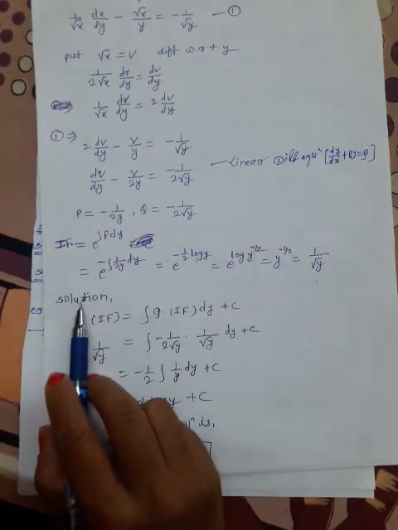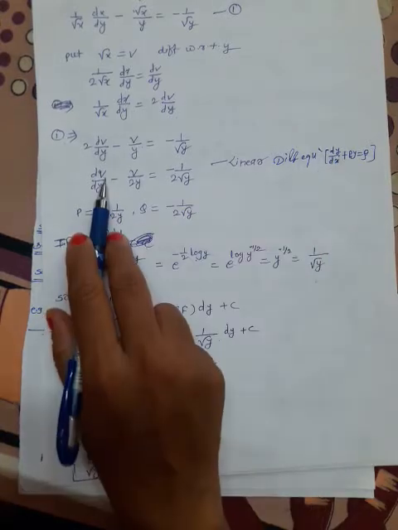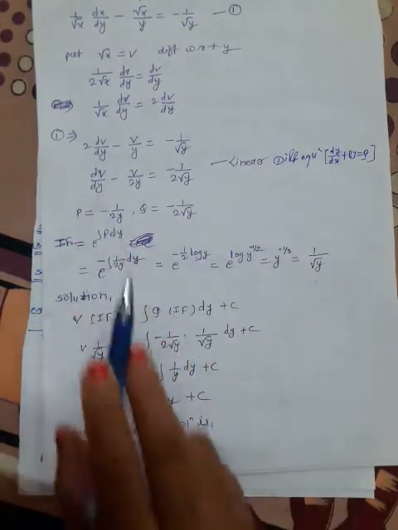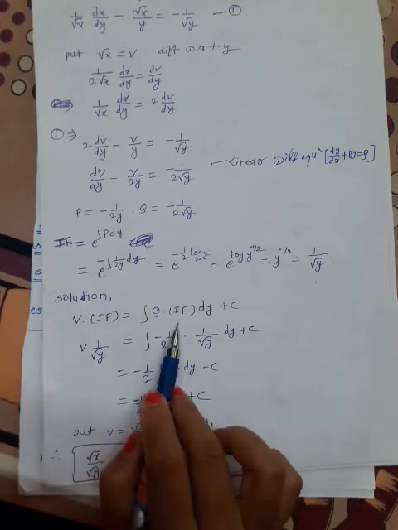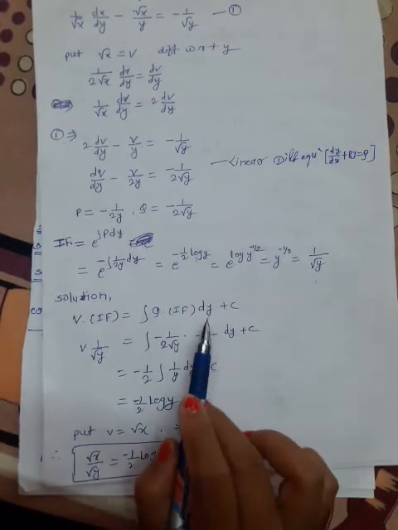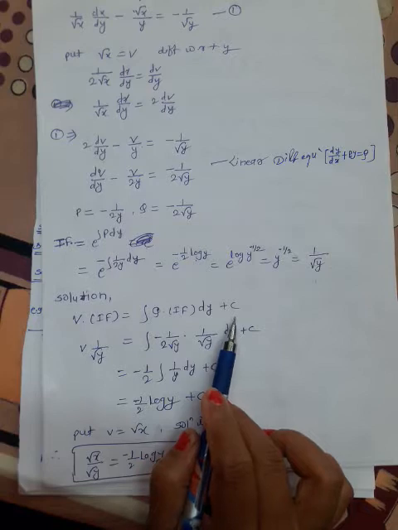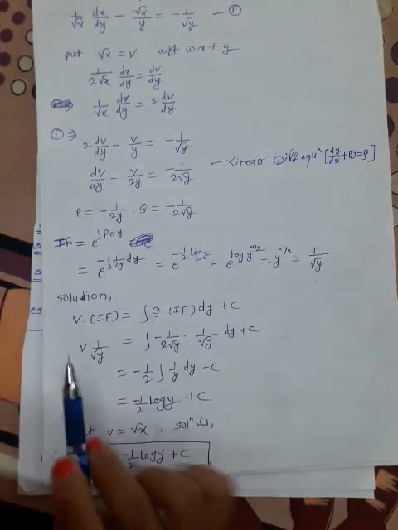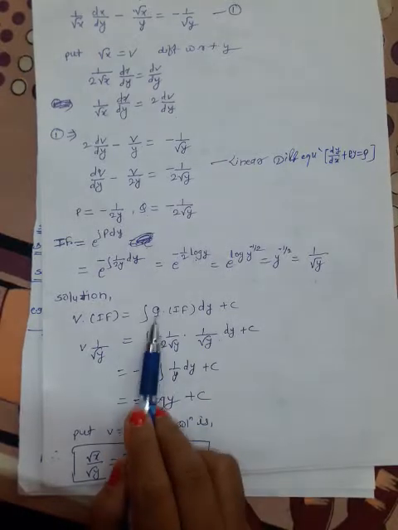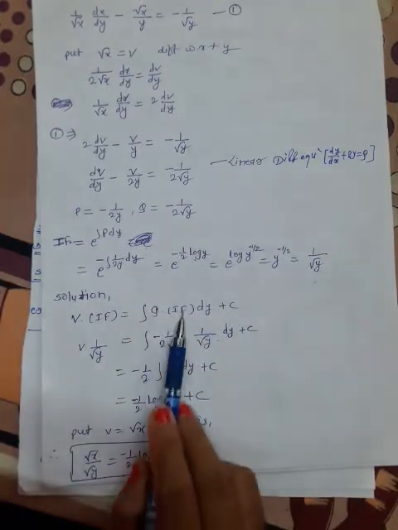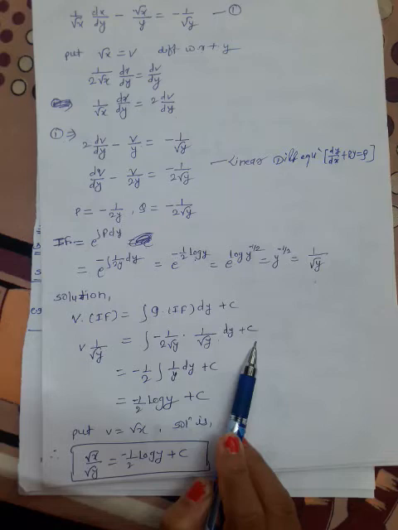Now solution is, instead of y there is v, instead of x there is y. That's why solution becomes v into integrating factor is equal to integration of q into integrating factor, instead of dx that is dy, plus c. Now put these values here, we get v into 1 upon root y, integrating factor, is equal to q is this, into integrating factor is this, into dy plus c.